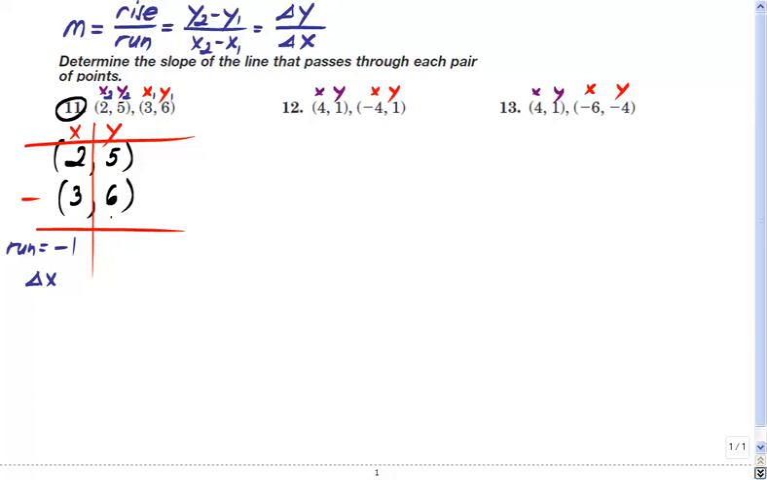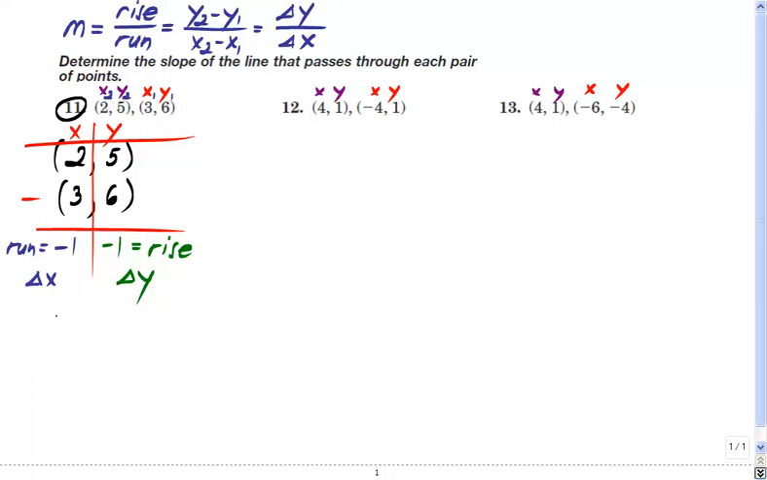On the other side, subtracting your y's, find the difference in y. Find how many units up or down you have to move from the first point to the other one. And I have 5 minus 6, which is negative 1. That's your rise, or your change in y.